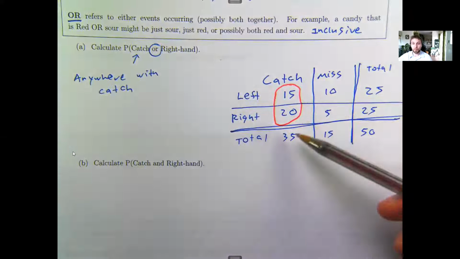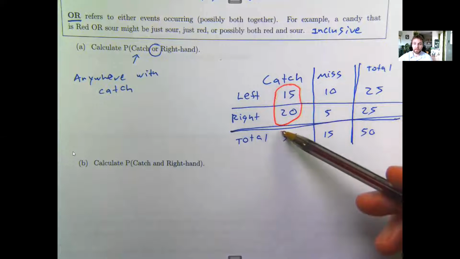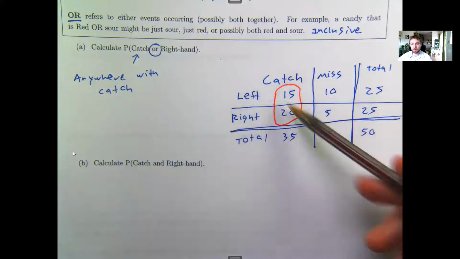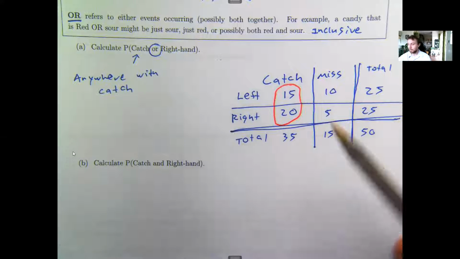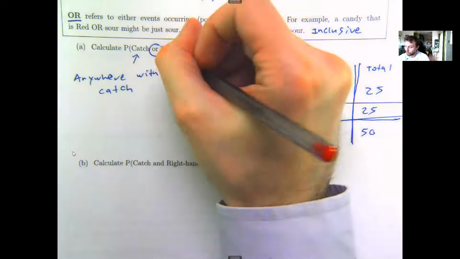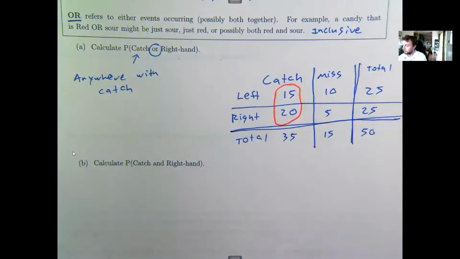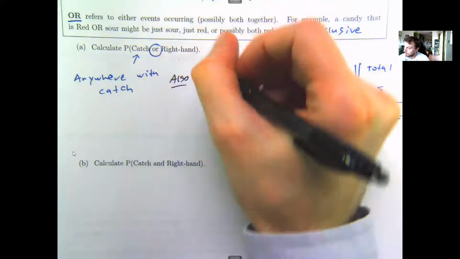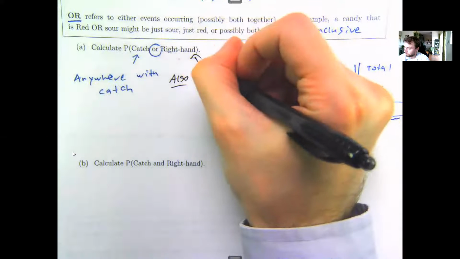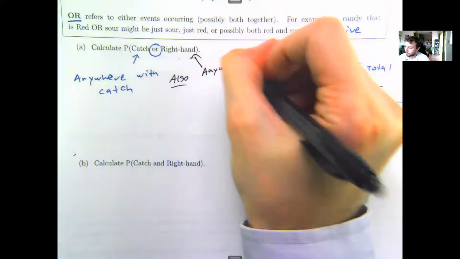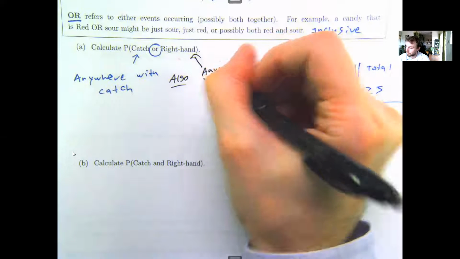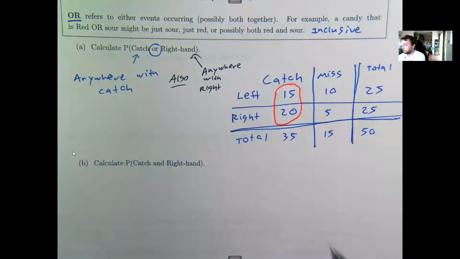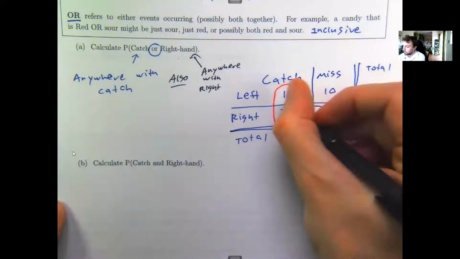If we use the total, we would be using the 15 and the 25 to get the 35. If we added the 35 again, we're kind of double counting. So we're just using the inside numbers. And we're going to combine this with anywhere with the right hand option, which in this case would be anywhere here.